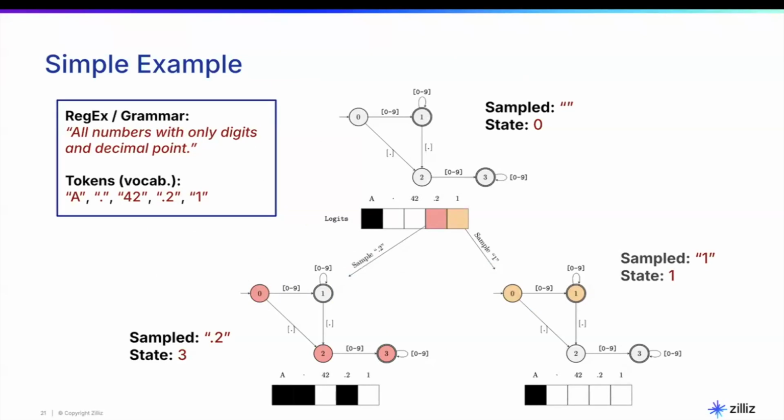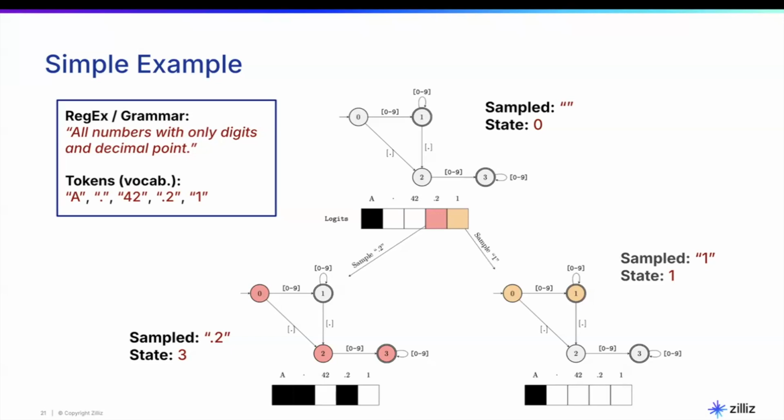So when we start off, the first thing you have to do is take that regular expression and build it into a finite state machine, or automaton. The one in the top middle is the corresponding finite state machine. When we start the procedure, we have a starting state 0, and we haven't sampled anything yet, so we just have the empty string. Beneath that, we've illustrated the logits, the output of the final layer of the large language model, and the mask that's applied to it.